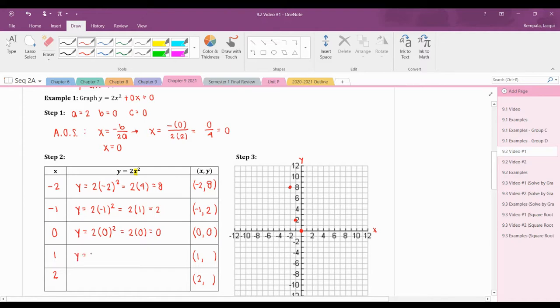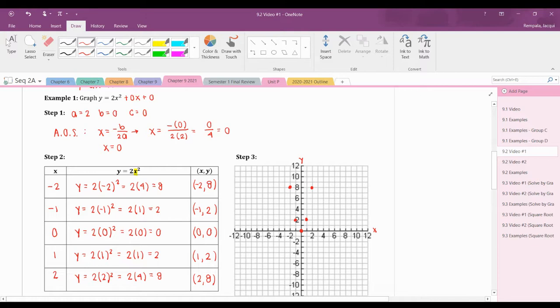Now I'm going to plug in 1. So order of operations, or you can carefully put it into your calculator. If I square 1, I'm going to get +1. 2 times 1 is 2. So it looks like we've got the ordered pair (1, 2). So I went 1 to the right and 2 up. And then finally, if I plug in 2, order of operations, I square 2 and I get 4. And 2 times 4 is 8. So notice my ordered pair is (2, 8). I went 2 to the right and 8 up.